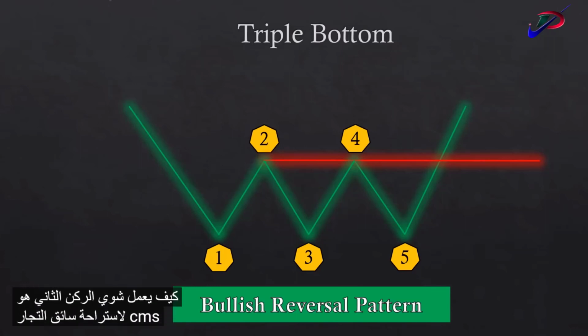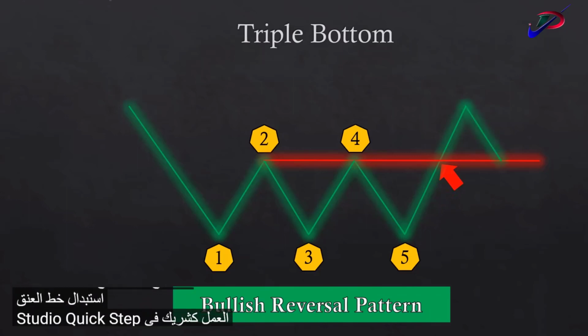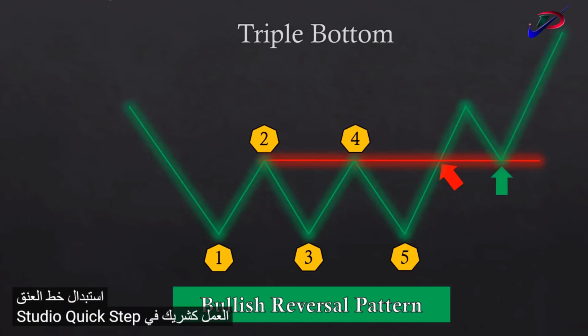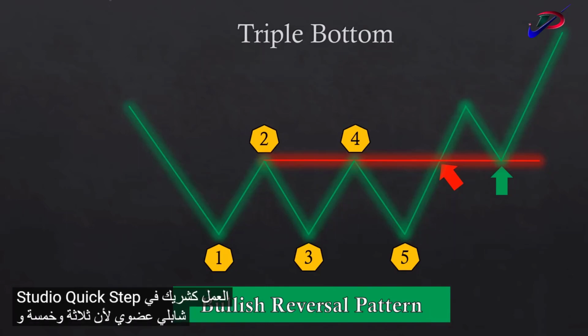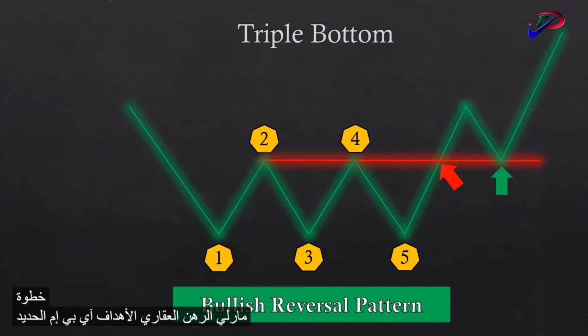The trader should wait for a breakout to the upside of the neckline and a retracement to the neckline acting as support now. That's the ideal scenario. The stop should be below lows 1, 3, and 5, and the target should be at least 3 times as big as the stop. Normally, people teach that the target should be a measured movement.